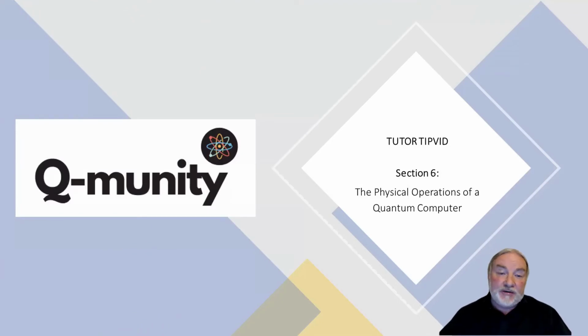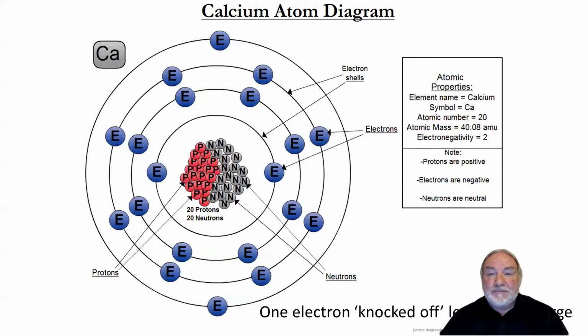Okay, welcome to Q-munity Tutor TpVid section 6, the physical operations of a quantum computer. I'll be talking about the trapped ion situation where we need to isolate the ion, and the ion is just a positively charged atom. So let's have a look at how all of that works.